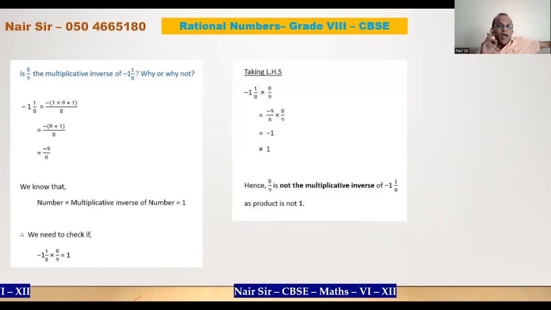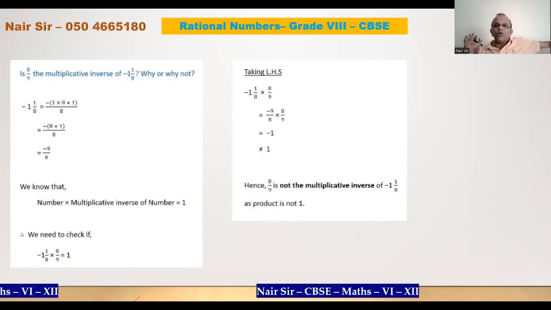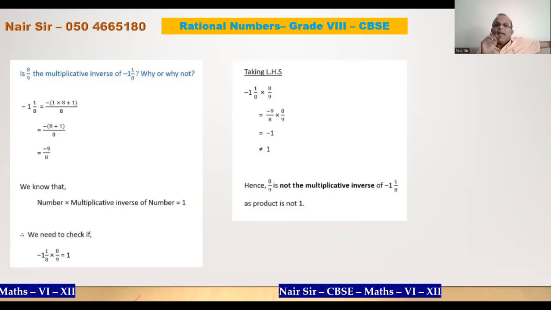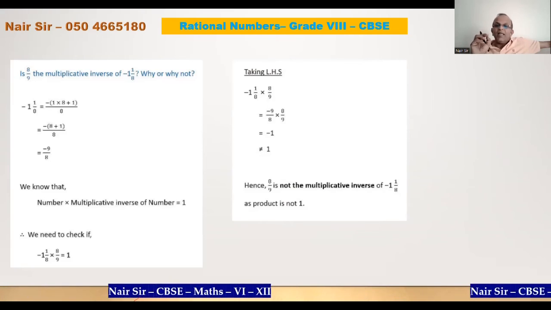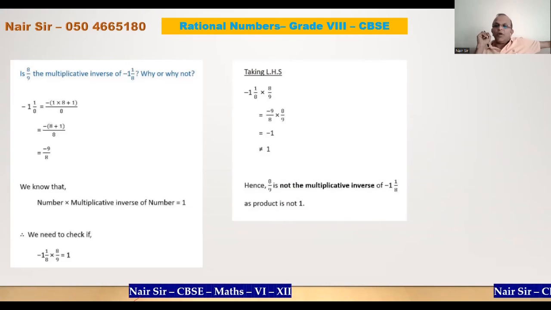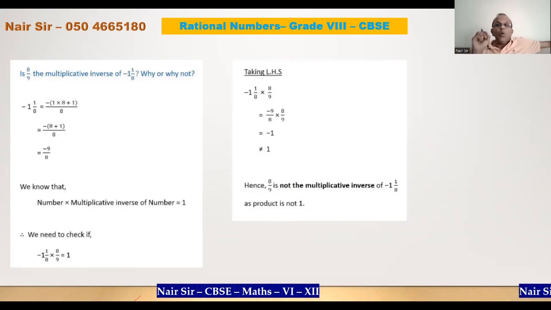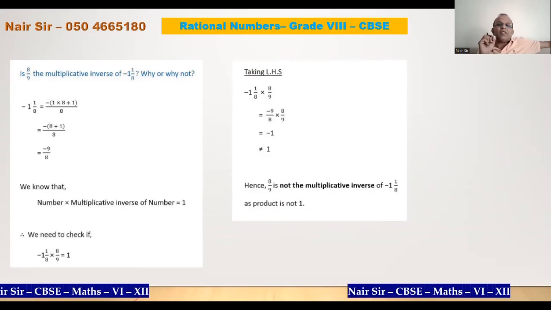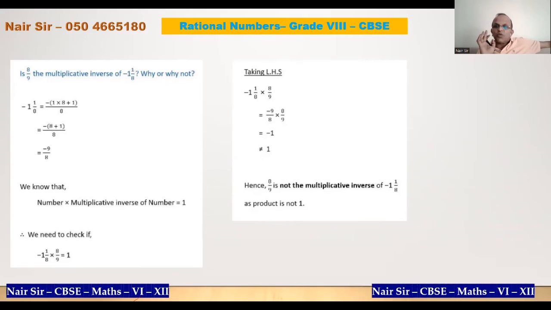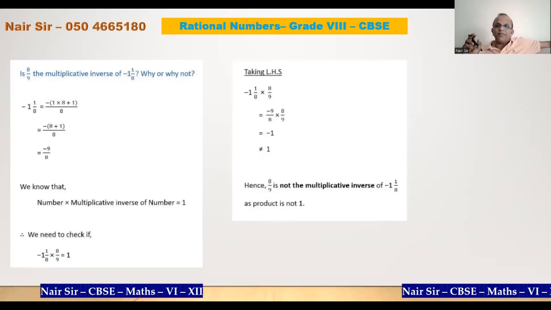So for 8 upon 9, your answer has to be there. You are studying in grade 8. You cannot just leave it at not equal to 1. You have to explain. Hence, 8 upon 9 is not the multiplicative inverse of minus 1 whole 1 upon 8, as the product is not 1. You have to write this complete answer. I have seen a lot of students just finishing at minus 1 and writing it's not. No, you have to describe it.